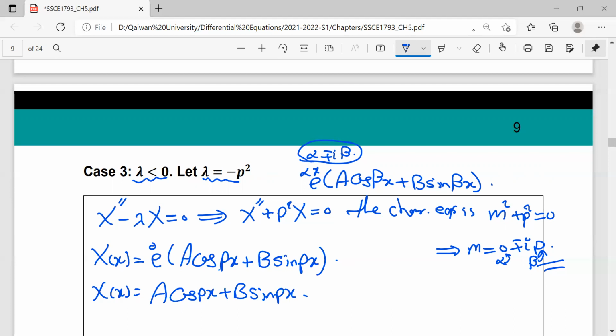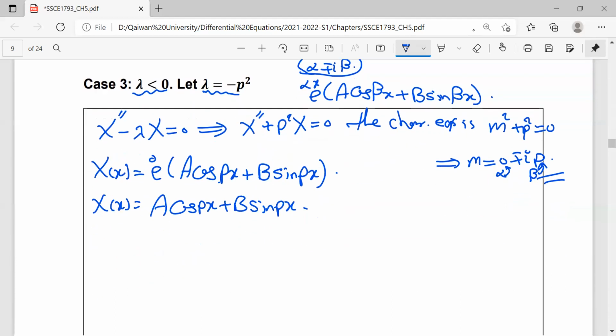Now we apply the conditions, the same as we did. It's repeating the steps. We do the same steps in all cases. Now we apply the boundary conditions. The boundary conditions are x of 0 is 0 and x of 1 is 0. We apply the boundary condition x of 0 to be 0.